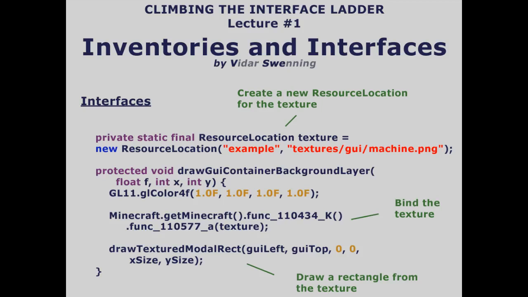And yeah, I know it's a bit tricky to remember what it is, just because we have two methods there that haven't been named yet. So we have Minecraft.getMinecraft.func_110434_k, and we have .func_110577_a, and then we give it a texture.